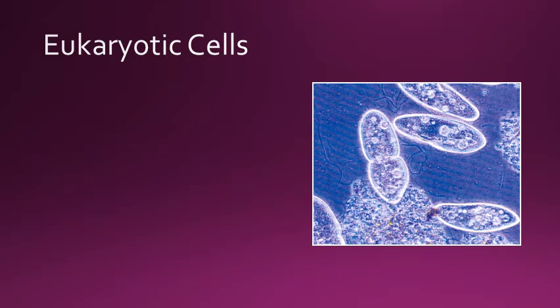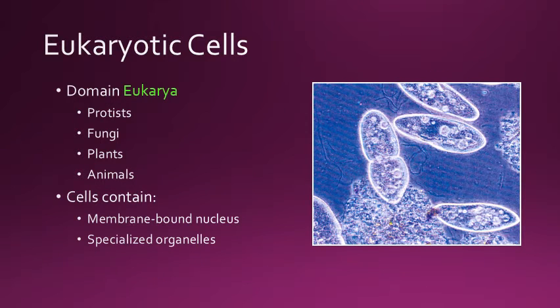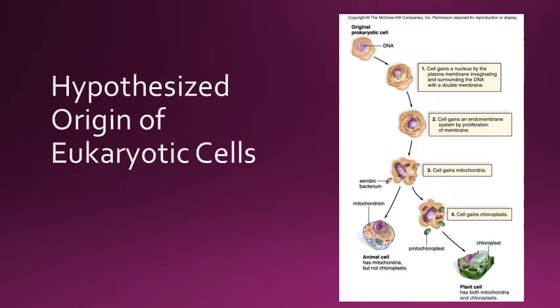So eukaryotic cells are the domain Eukarya. They include these types of things: protists, fungi, plants, and animals. The cells contain a membrane-bound nucleus, specialized organelles, and a plasma membrane. So here's the hypothesized origin of eukaryotic cells. This is evolution, and I'll get into the endosymbiotic theory later on in this.